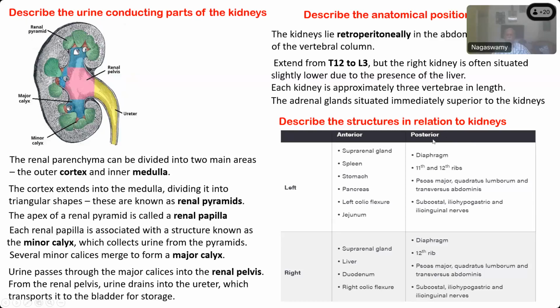So we can say the anterior relationship and posterior relationship, okay? Because it's a retroperitoneal structure, we are not much worried about medial or lateral relationship. What are the structures anterior to the kidney? What are the structures posterior to the kidney?